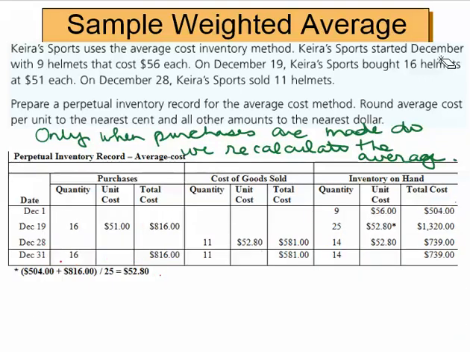And again, we'll start clear there. So here's what we have then in inventory: 25 units at an average cost of $52.80. So when I sell 11, I'm going to sell them at $52.80. 11 times $52.80 equals $581. And if I had 25 and I sold 11, that's going to leave me 14. 14 times $52.80 gives me $739. So here is my cost of goods sold, and here is my ending inventory.